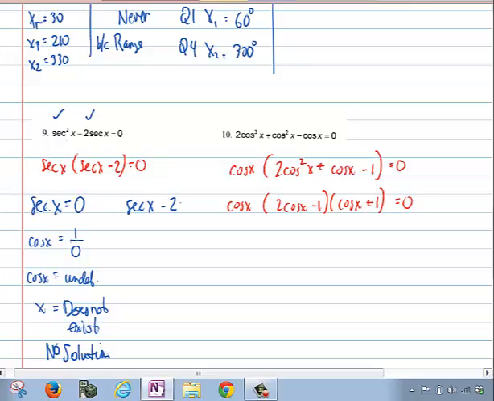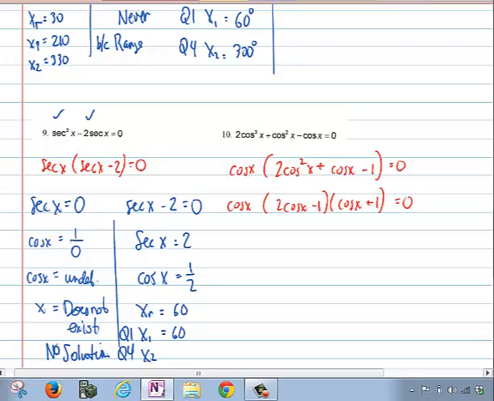For the other part, the secant of x minus 2 equals 0 means the secant of x is equal to 2. That means the cosine of x is 1/2. That has two solutions. The reference angle is 60, just as it was up above. We have two solutions from quadrant 1 and quadrant 4, where cosine is positive, and that would be 60 degrees and 300 degrees.